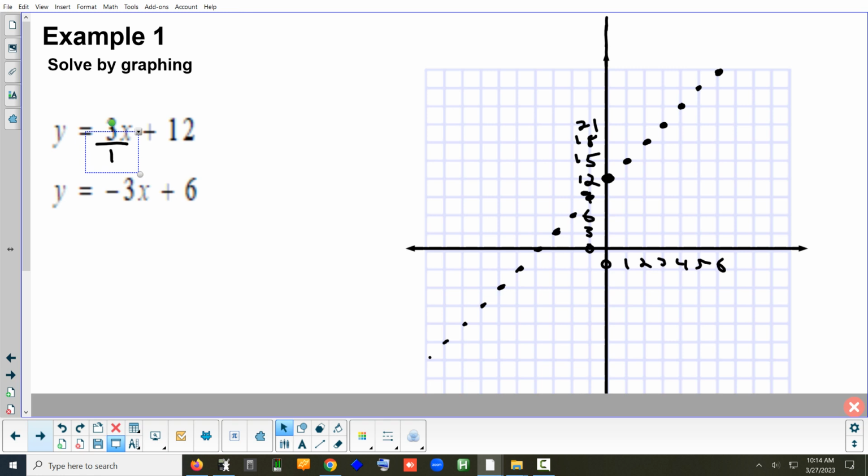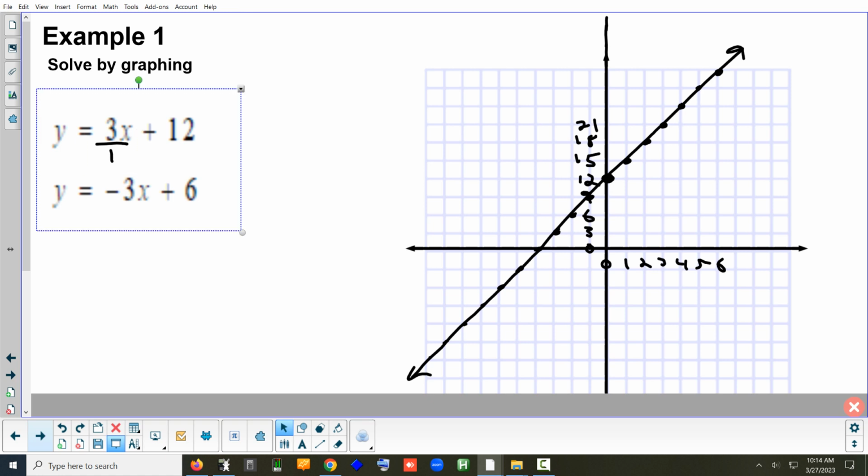You don't have to do it that many times. It's just because the board is big, it's hard for me to draw a straight line if I don't do that. So I'm going to draw my line. Taking way more points than I needed, but that's my first line. Okay, let's look at the second line.